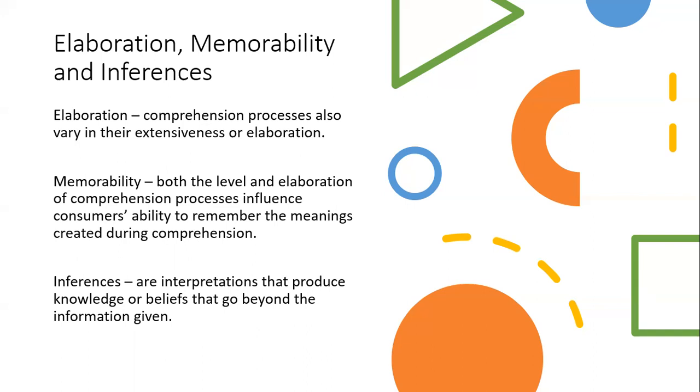When we say inferences, these are interpretations that produce knowledge or beliefs that go beyond the information given. Example, class, consumers might infer the product is of good quality because it is advertised heavily on TV. Another example concerns consumers' inferences about the Good Housekeeping seal being part of the television program. So inferences play a large role in the construction of means-end chains. By making inferences during comprehension, consumers can link meanings about the physical attributes of a product with more abstract meanings about its functional consequences and perhaps the psychosocial and value consequences of product use.